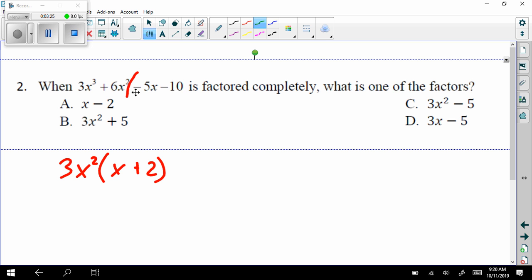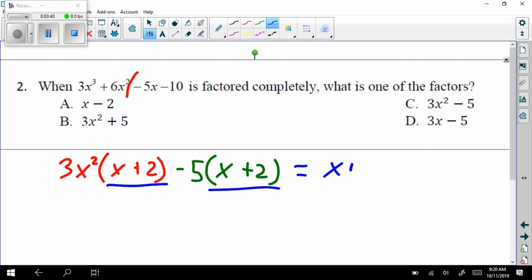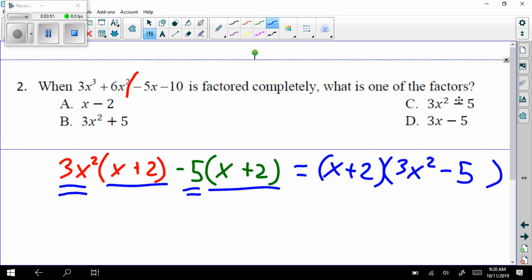Then from the next part, we have negative 5x minus 10. We can take out a negative 5. Divide by negative 5, we get positive x. Divide by negative 5, we get positive 2. The parentheses match. That's one of your factors. X plus 2 is one of your factors. Then your other factor is that front stuff, 3x squared minus 5. So 3x squared minus 5 is a factor. So is x plus 2. That's not there.